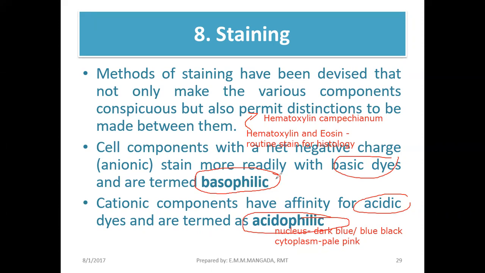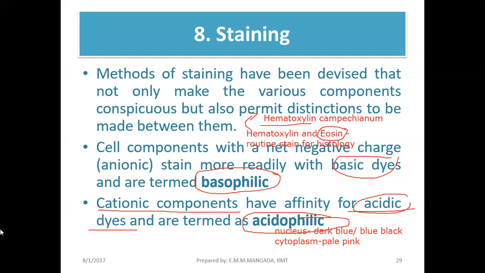An example of a basic dye is your hematoxylin. A basic dye stains the negatively charged cell components. Your nucleus is negatively charged, so it's stained by a basic dye, and in your H&E technique, that's your hematoxylin. For the acidophilic components, or the cationic components, for example our cytoplasm, they're stained by acidic dyes, and an example of an acidic dye is your eosin.